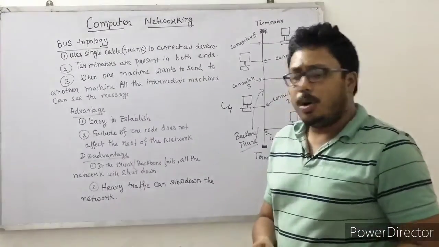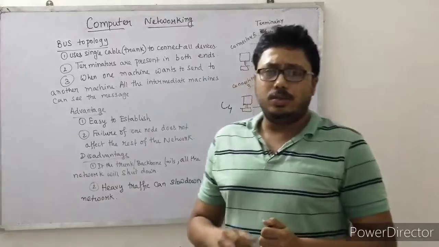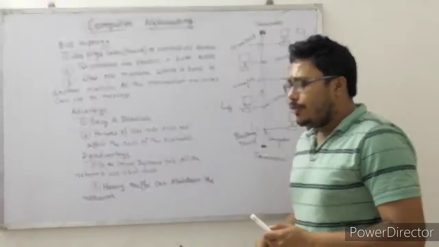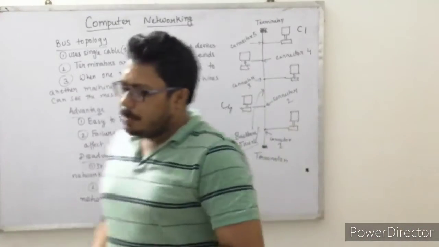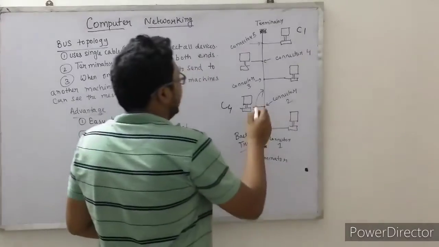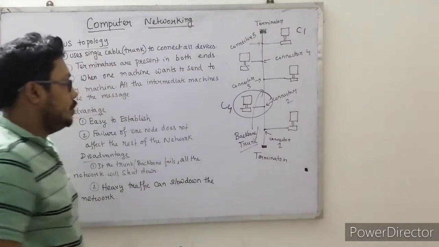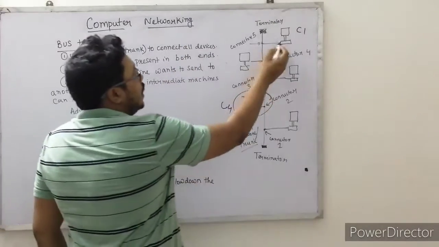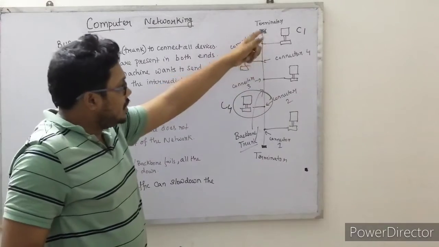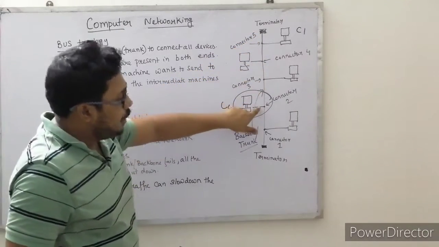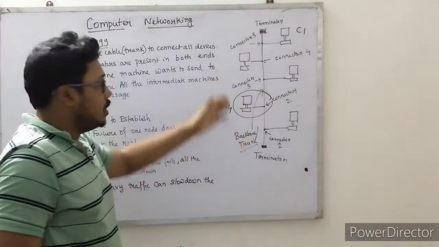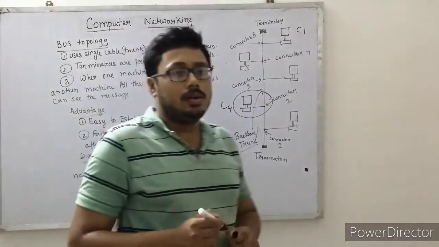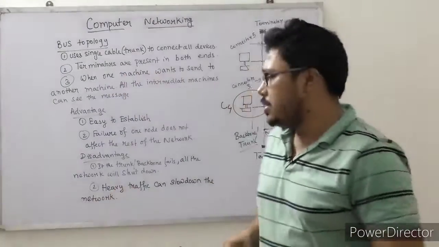Coming to the advantages of this network, first of all, it is very easy to establish this network. Second, failure of one node does not affect the rest of the network. Suppose one node, this C4, fails. This will not affect the whole network, because the signal is going through this trunk, so it will not disrupt the whole connection. The signals will transfer from the trunk itself, so there is no issue about disruption of the signals.